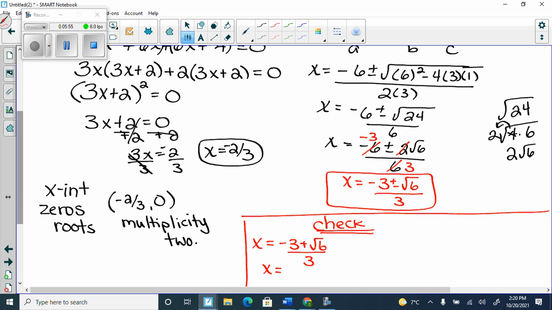What did you get? -3 plus root 6, enter, divided by 3. Make sure you put this in fractions, or you do the top, enter, divided by the bottom. We get negative 0.18 approximately. Approximately. So that's not exact, right? I rounded that. That's not an exact decimal. It's a rounded decimal, opposite of exact. But for checking, it's okay.